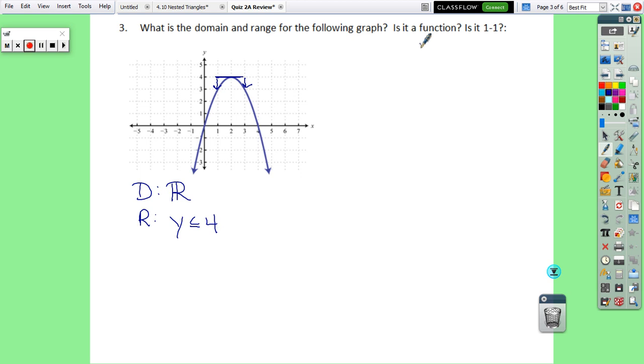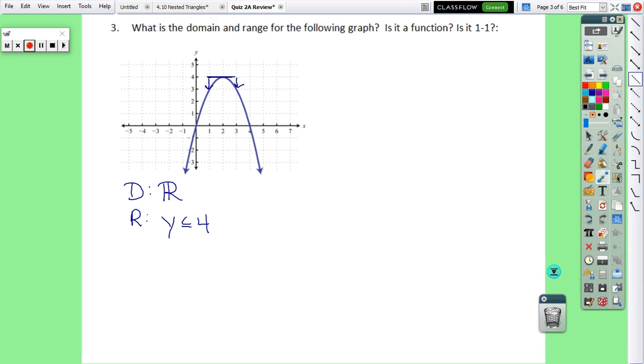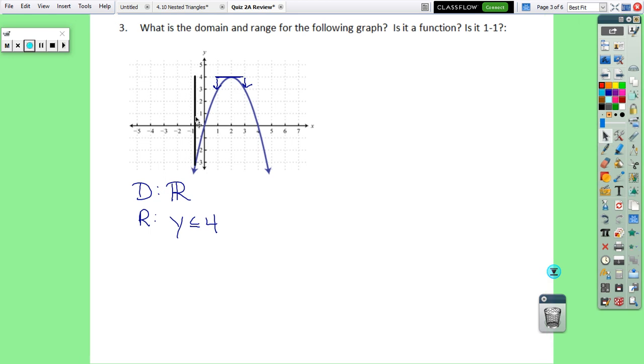Is it a function? So in order to tell if it's a function or if it's 1-to-1, we need to do first the vertical line test. So if we take a vertical line and we pass it across here, we can see that it is a function.